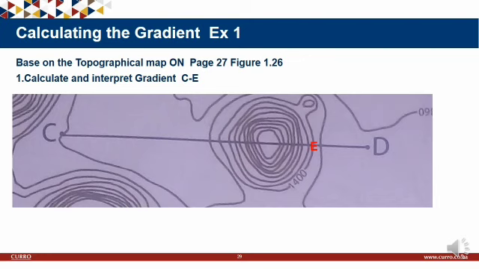Now, calculating the gradient, exercise 1. You just write whichever date you decide you're going to write with, and then your heading is calculating the gradient, exercise 1. Calculate and interpret gradient CE. Now, you see I've put an E there for you, so you go to the map on page 27, figure 1.26, use a pencil and put your E there and calculate the gradient. Use your exercise books for map work for this, and then when we come back, I'll show, mark and give you corrections on this calculating gradient. Sharp.